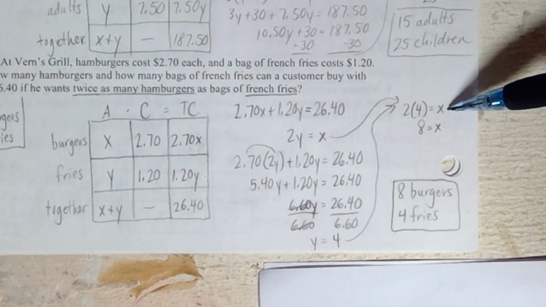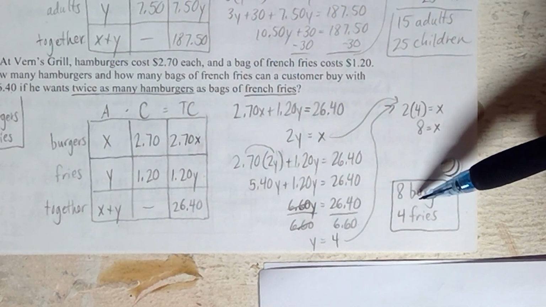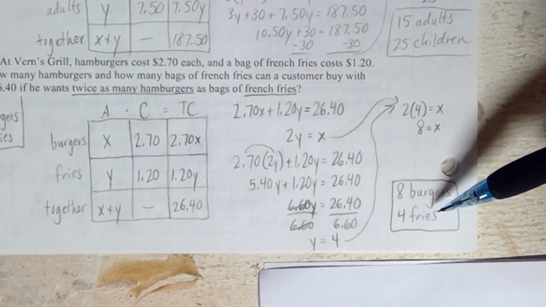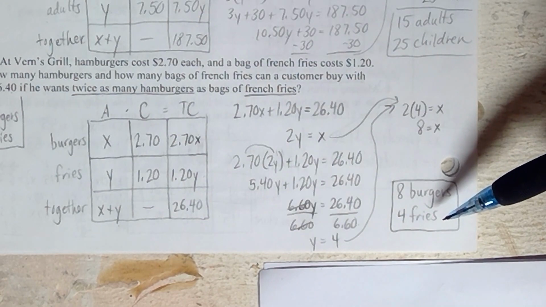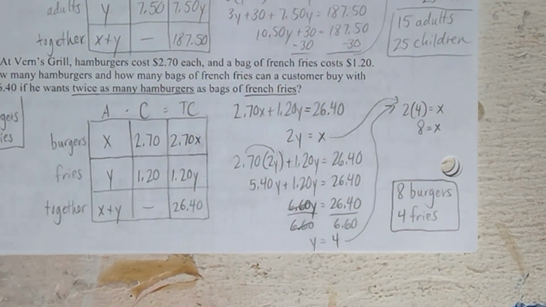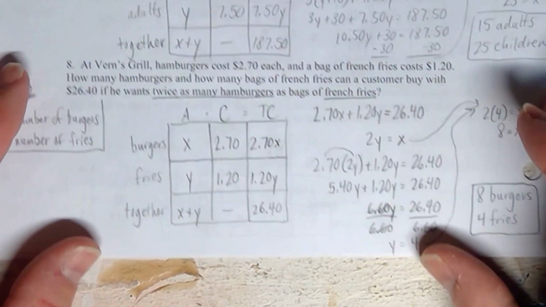And I get 2 times 4 is equal to 8. 8 burgers because X is 8. And 4, you could call them bags of fries or just call them fries. I'll understand what you mean. 4 fries, 8 burgers. So that is number 8.